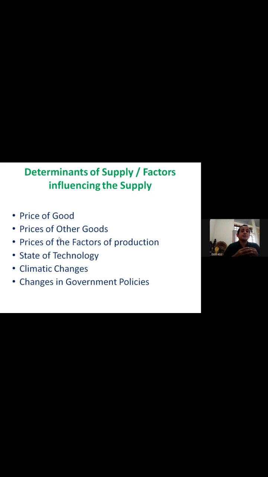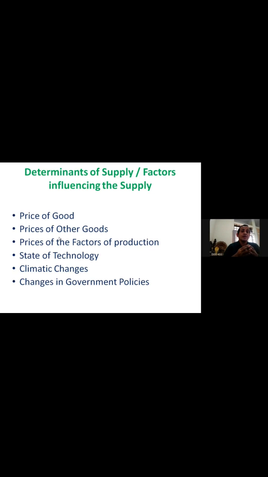Then price of the factors of production. Just a few minutes back I said that there are 4 factors of production: land, labor, capital, and enterprise. Now, out of these 4 factors, if we assume that the labor price has increased, okay, labor price has increased, then producers will face a problem because their production cost will increase.